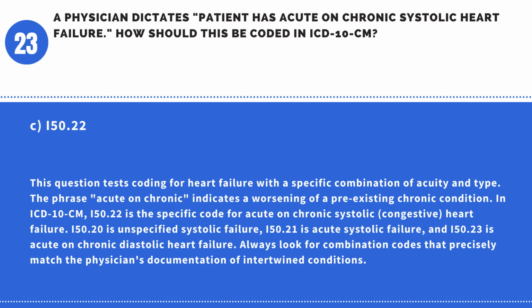Answer: C. I50.22. This question tests coding for heart failure with a specific combination of acuity and type. The phrase acute on chronic indicates a worsening of a pre-existing chronic condition. In ICD-10-CM, I50.22 is the specific code for acute on chronic systolic, congestive, heart failure. I50.20 is unspecified systolic failure, I50.21 is acute systolic failure, and I50.23 is acute on chronic diastolic heart failure. Always look for combination codes that precisely match the physician's documentation of intertwined conditions.